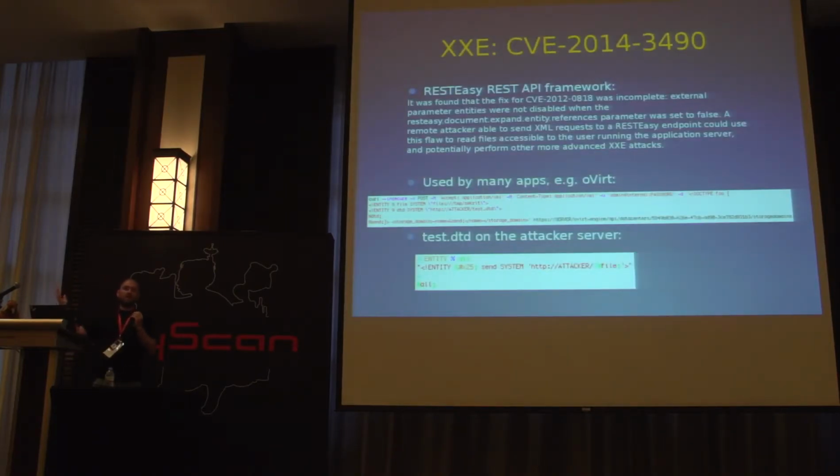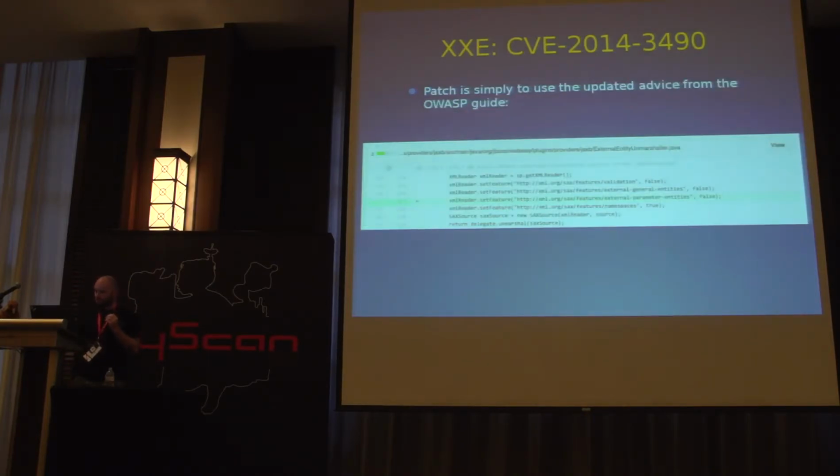So here's just an example of one that I found by grepping the code in RESTEasy, which is a REST API framework. Exploiting it is very easy. You just do the standard kind of two-step parameter entity XXE data exfiltration attack, and you can get anything that you want from the server. Again, the patch is trivial. It's just adding that one line, set feature, external parameter entities false.